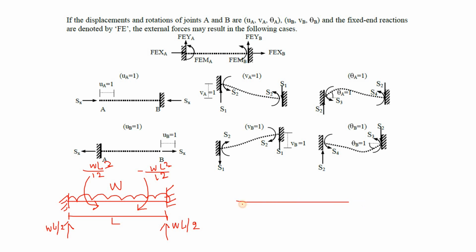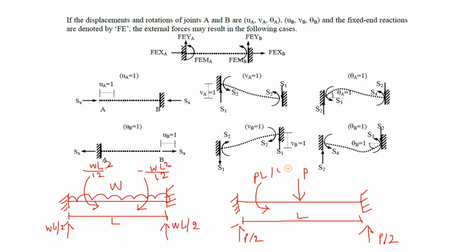And if there were a point load on the member AB, you consider the fixed ends. You put a point load here. Let's say the point load was P, the length is L, so the reaction forces here would be P by 2, and then the moment reactions here would have been PL by 8, and in this direction it would have been minus PL by 8.